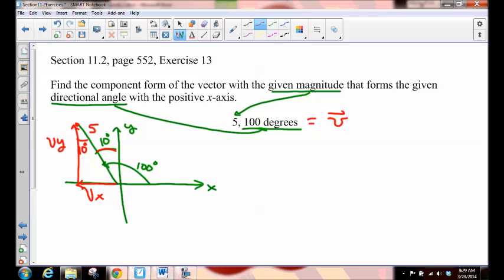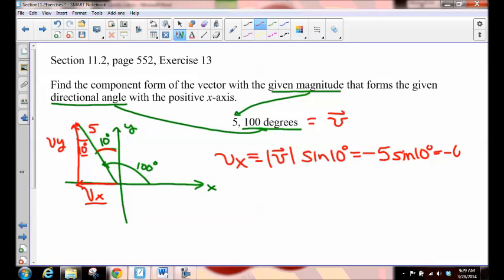So by looking at my right triangle, I can say that Vx is going to be the magnitude of V times the sine of 10 degrees in this situation, because Vx is opposite of my angle. So this is going to give me, oh, and this is going to be negative, so it's going to be negative 5 times the sine of 10 degrees, which is going to give me negative 0.868.